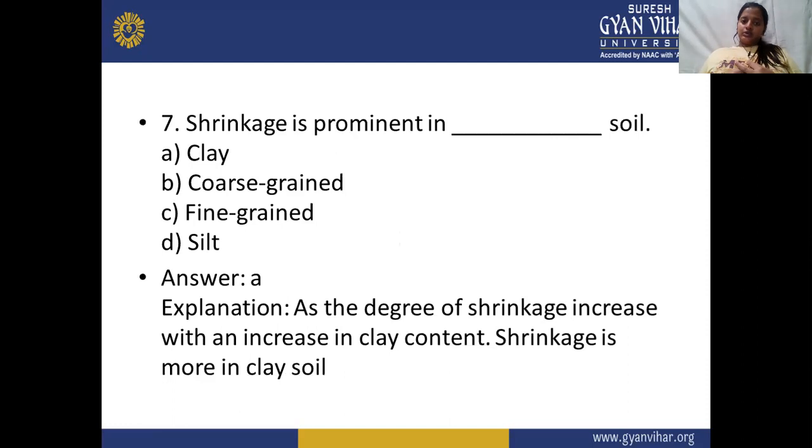This shrinkage is permanent in which soil: clay, coarse grain, fine grain, or silt? As the degree of shrinkage increases with the increase in clay content, shrinkage is more in clay soil. So shrinkage happens in soil which has lots of clay materials.